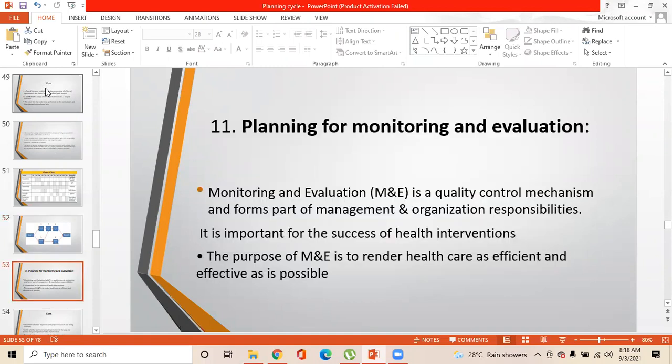The 11th point is planning for monitoring and evaluation. Monitoring and evaluation is the quality control mechanism and forms part of management and organization responsibilities. It is important for the success of health interventions. The purpose of monitoring and evaluation is to render healthcare as efficient and as effective as possible.